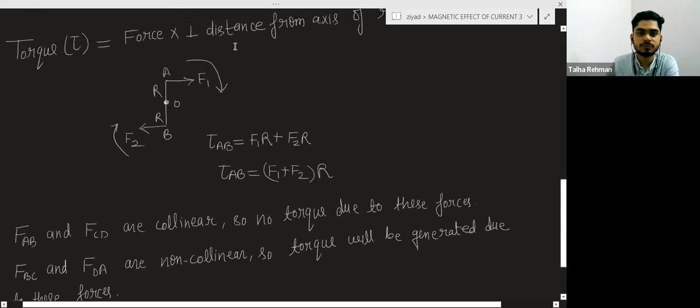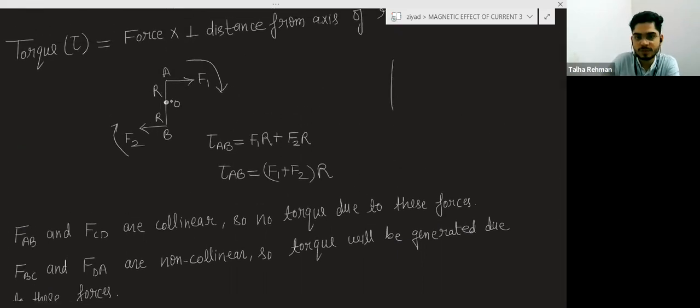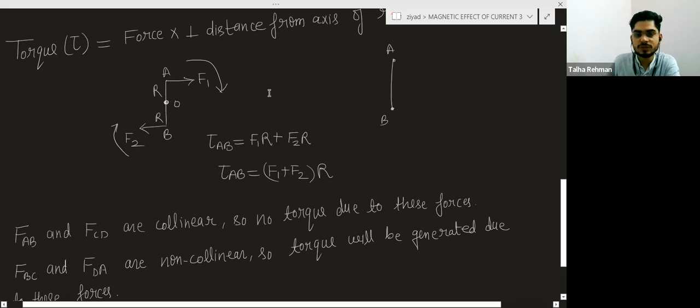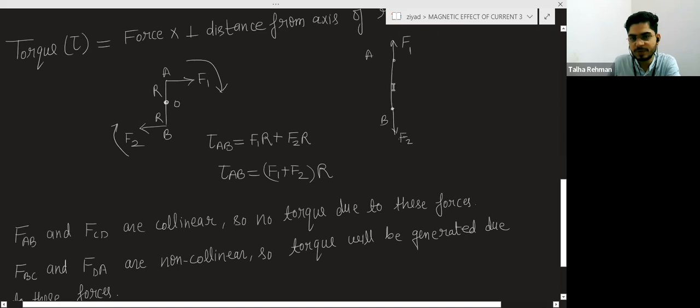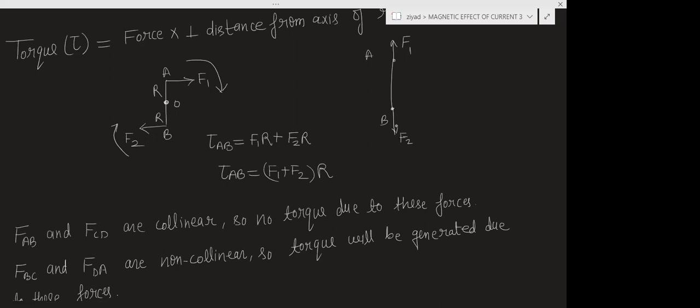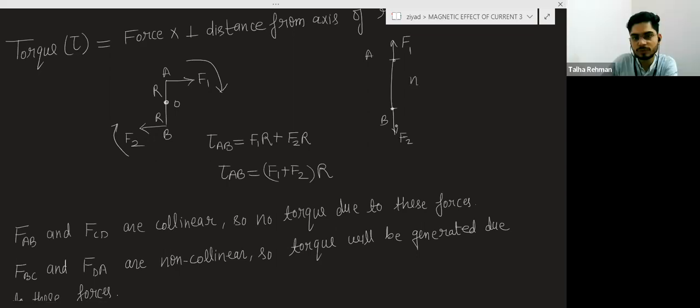Suppose the same rod I am taking, AB. This is your rod AB. Again I am taking it, and one force on this rod is like this, and one force is like this. Now will this rod AB rotate or not? There will be no torque on this rod AB. Why? Because F1 and F2 are collinear. Collinear means they have the same line of action. So in this case you can say no torque.